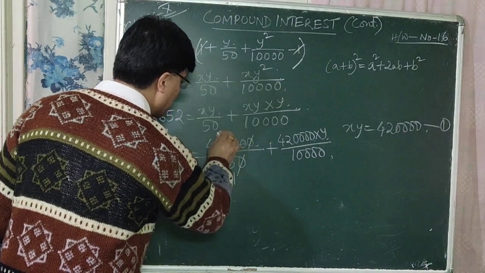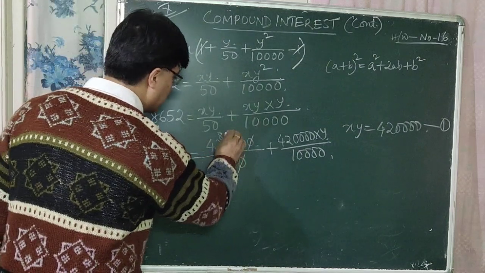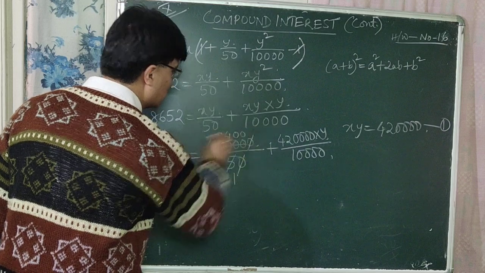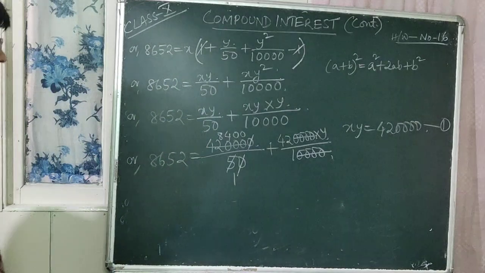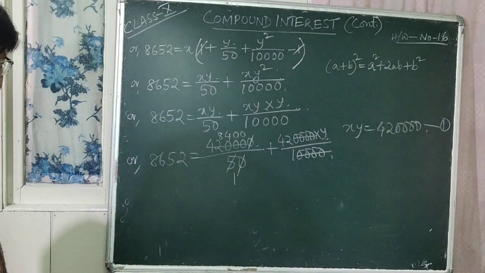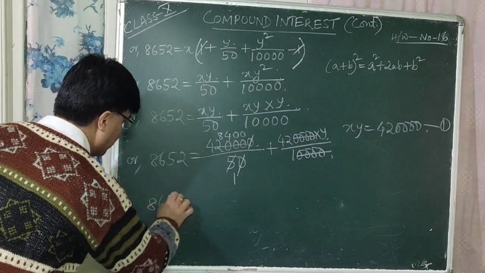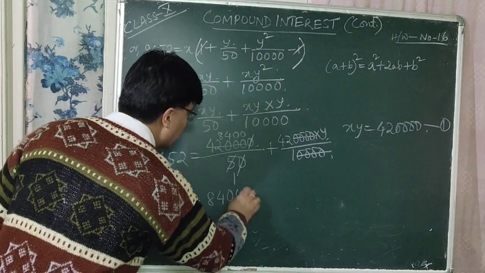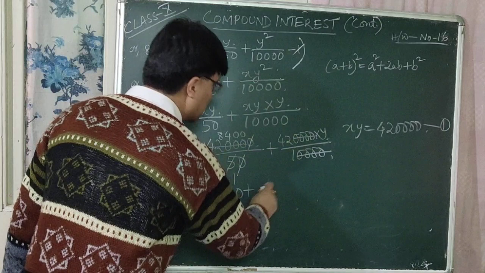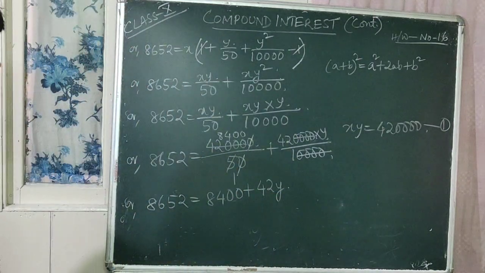5 ones are 5. 5 eights are 40. Right? 5 fours are 20 and how many zeros? 2 zeros. Here also you can cancel these 4 zeros. Understood? We are simplifying it. We are calculating it. Okay? So 8652 is equal to 8400 plus 42y. This is 42y. Is that clear to all of you? I think you have understood it.